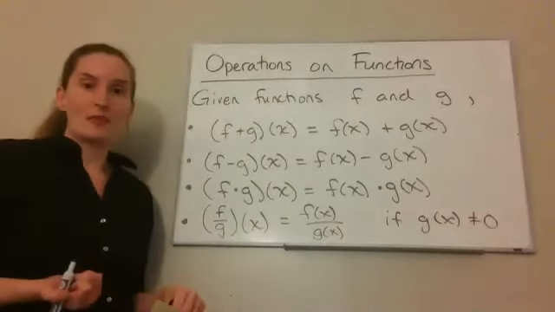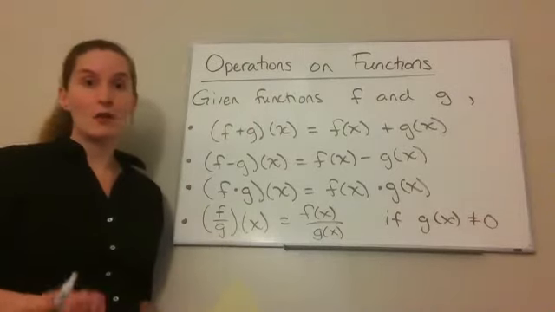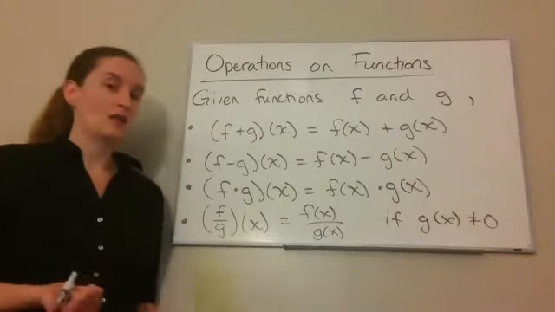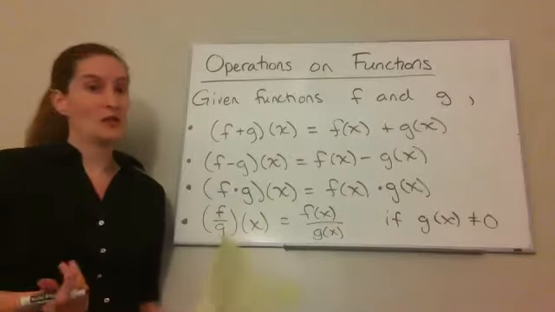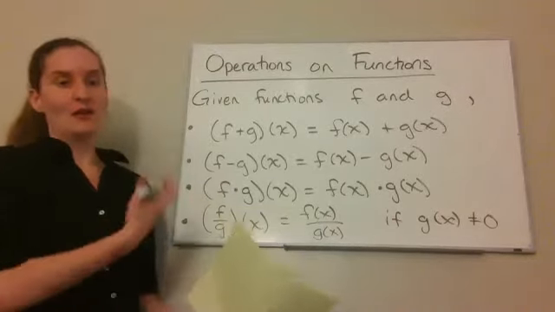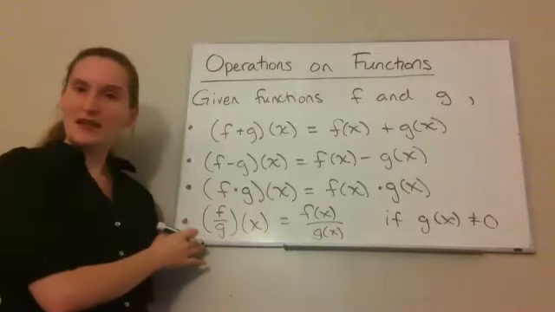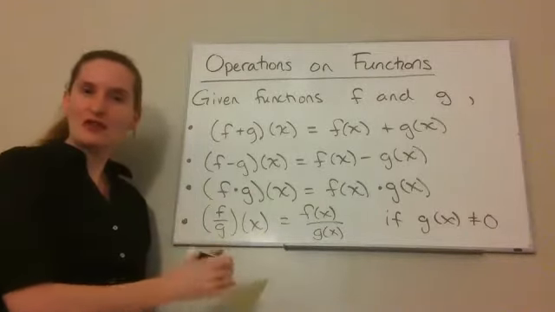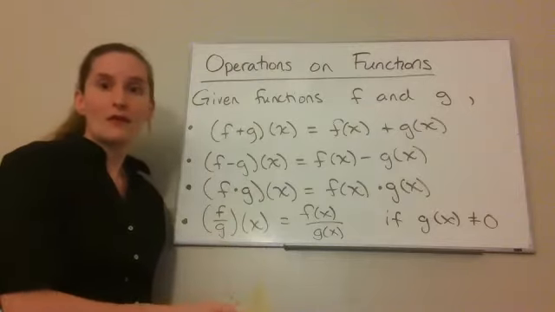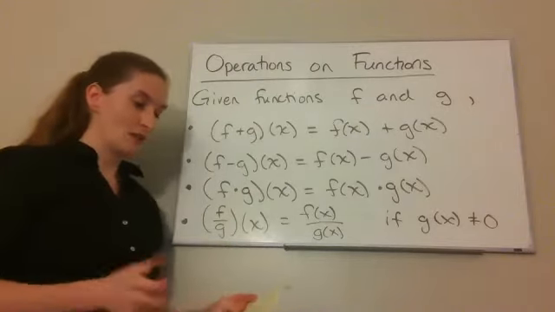All of these standard operations here work exactly the way you want them to, which is very nice. So when you're adding two functions together, you literally just add them together. When you multiply them, you multiply them. The only one that's a little bit complicated is the division, because you just have to make sure you're not dividing by 0. But other than that, it works exactly the way that you would like.